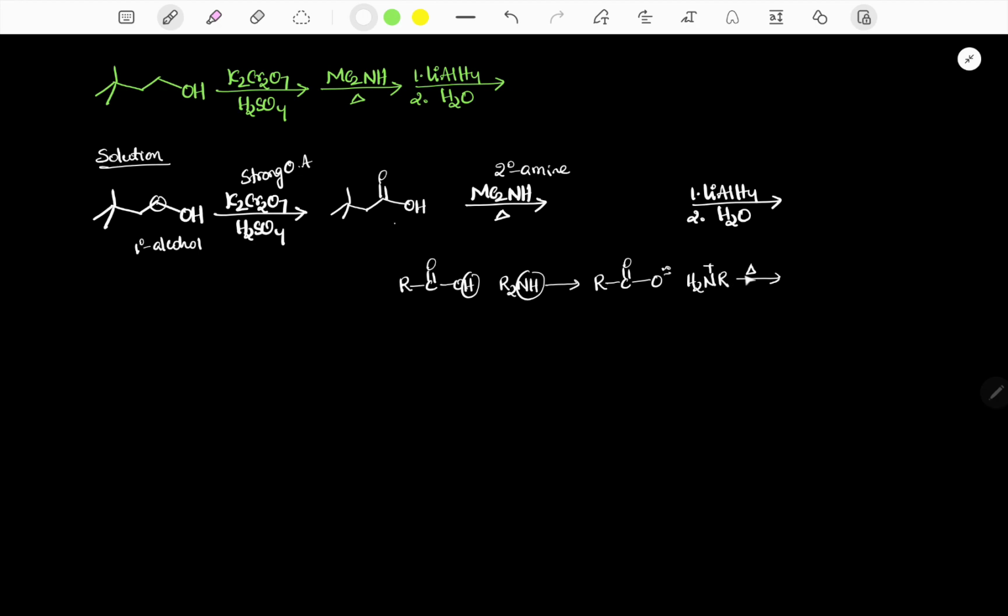Now on heating, it undergoes dehydration and forms the corresponding tertiary amide. Similarly in this case also, if you want to write the answer directly, you can write it like this. So it forms the corresponding tertiary amide.